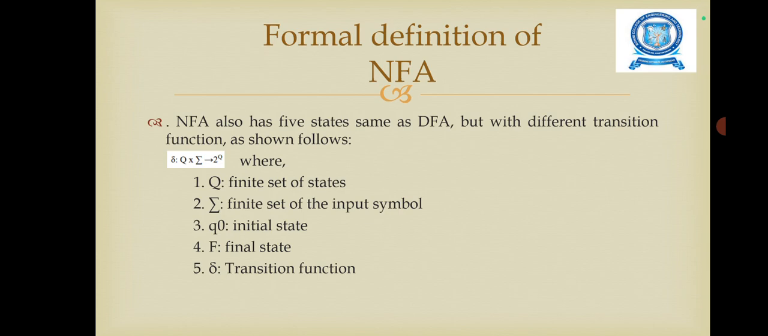Here we also have some graphical representation. That means the state is represented by vertices and the arc labeled with an input character shows the transition. The initial state is marked with an arrow.